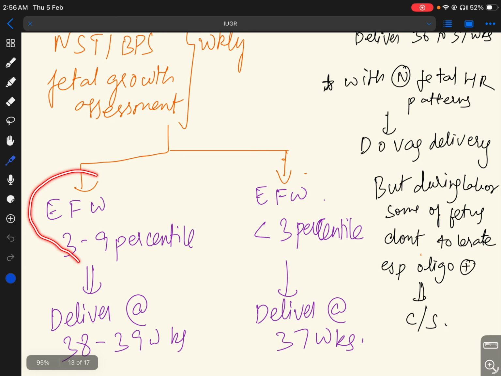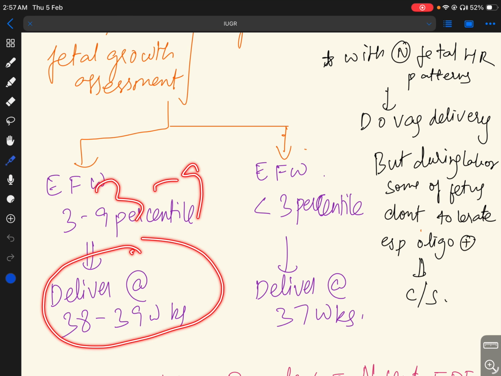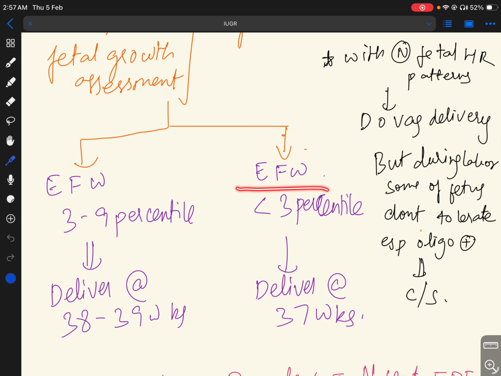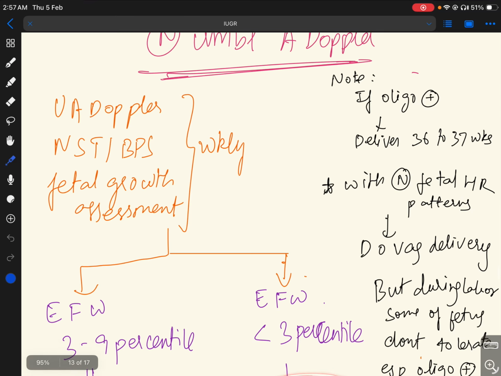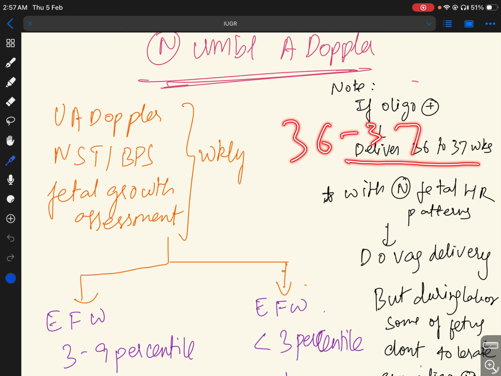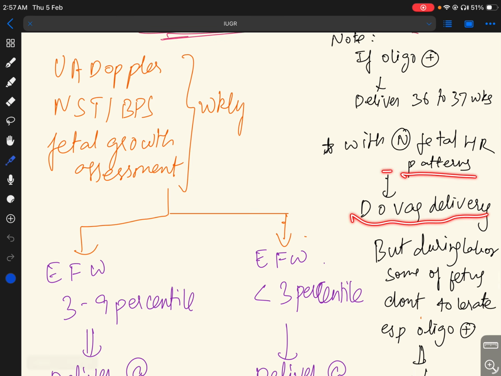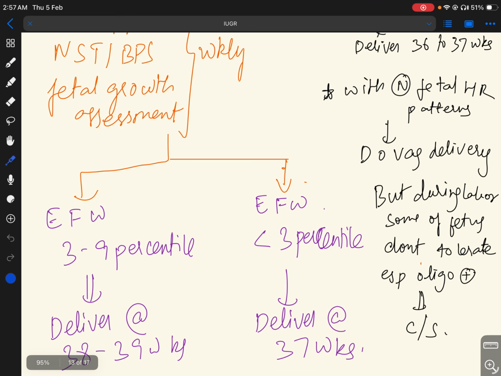If the estimated fetal weight is 3 to 9 percentile, you will deliver the baby at 38 to 39 weeks. If the estimated fetal weight is less than 3 percentile, you will deliver at 37 weeks. If it is present along with oligohydramnios, you will deliver at 36 to 37 weeks. With normal fetal heart rate patterns, you can try a vaginal delivery, but during delivery, some of the fetuses don't tolerate it, especially if oligohydramnios is present. In such cases, do a C-section.